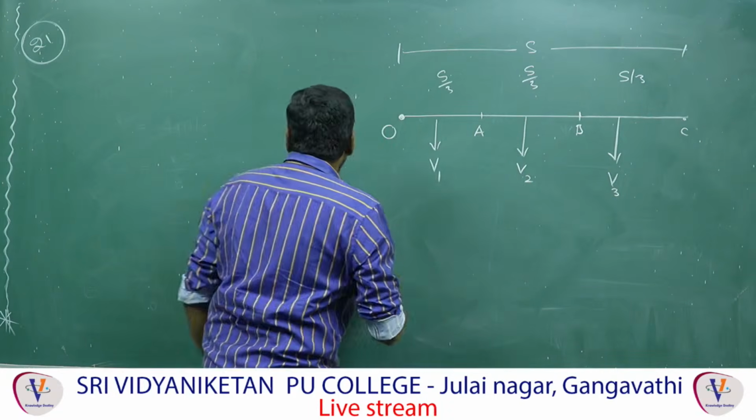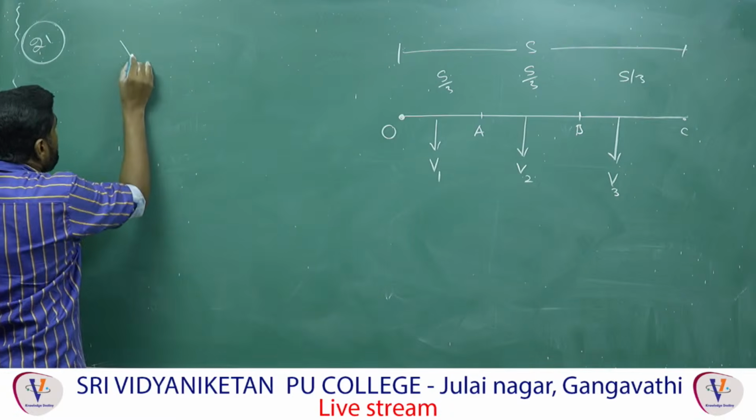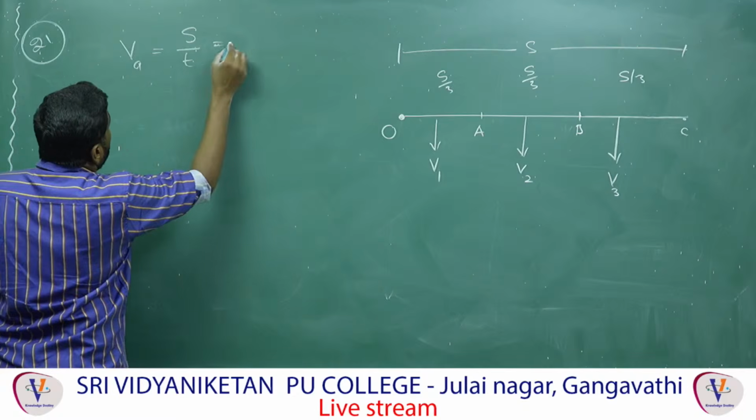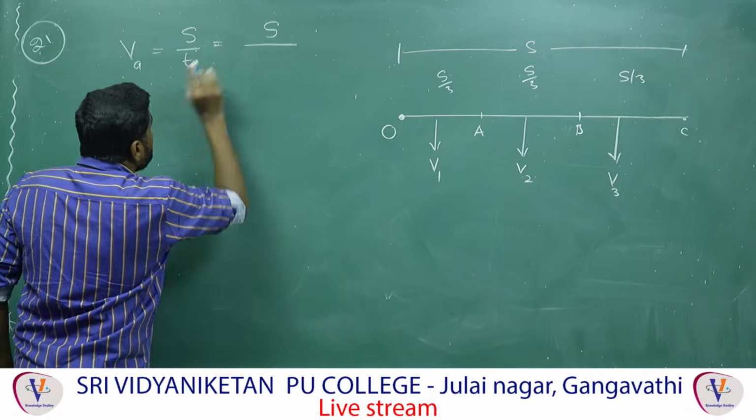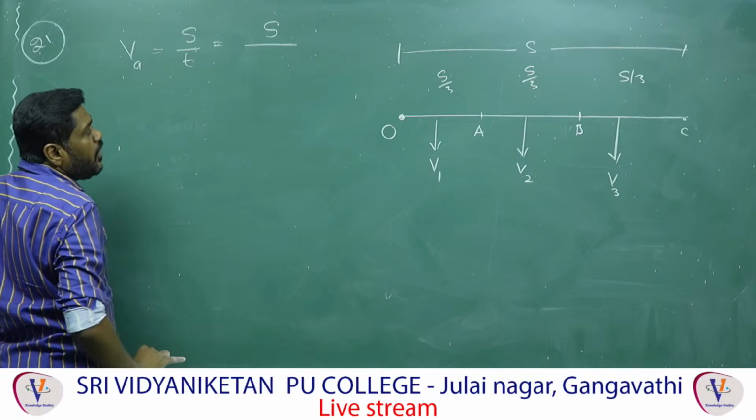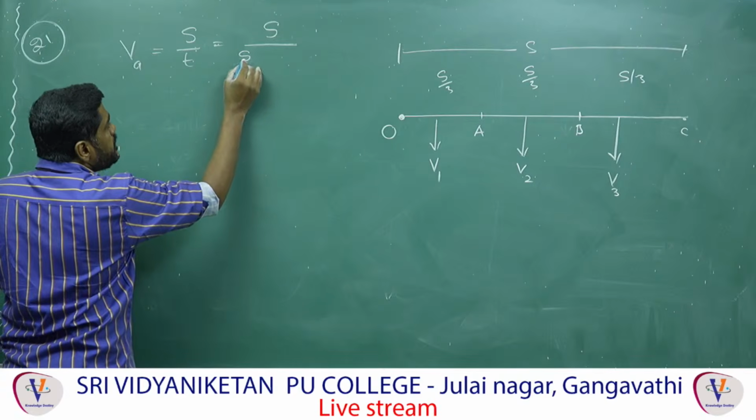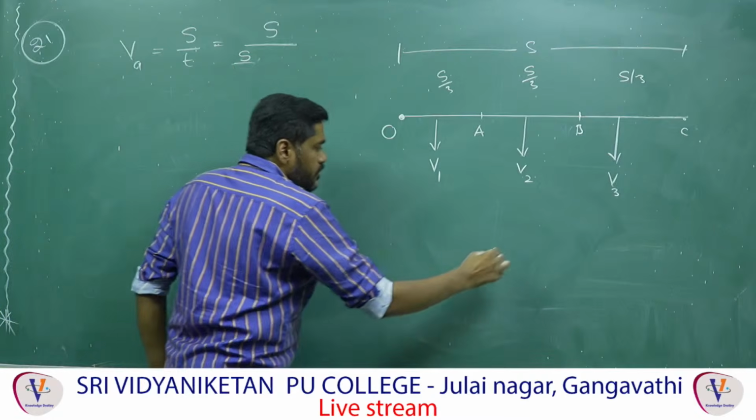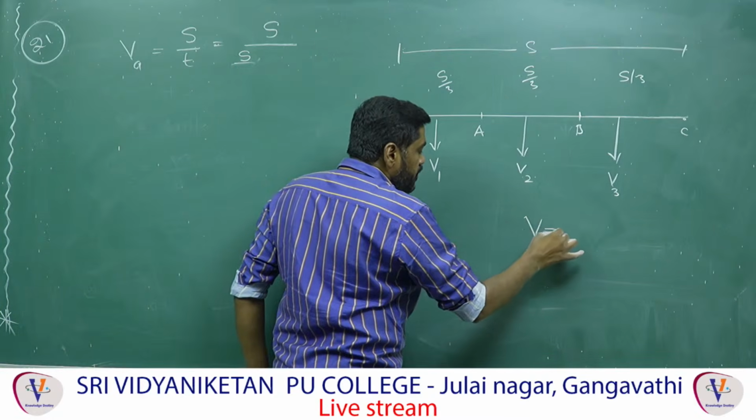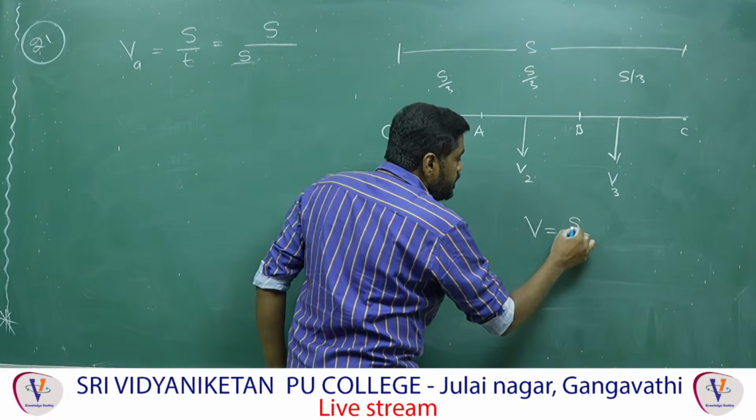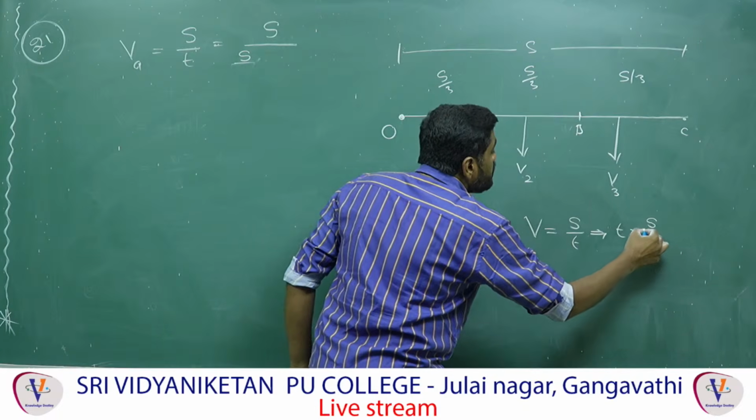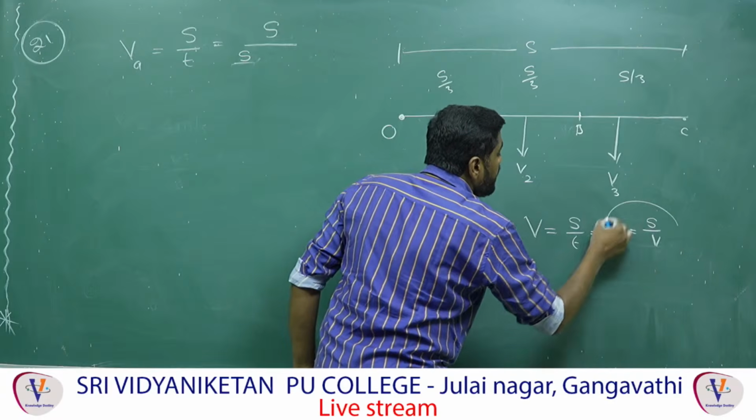Now, what is the average speed? VA is equal to total distance by total time taken. The total distance is S, but the total time they have not given. It is moving with constant speed, so v is equal to displacement by time. Therefore, time t is equal to distance by speed.